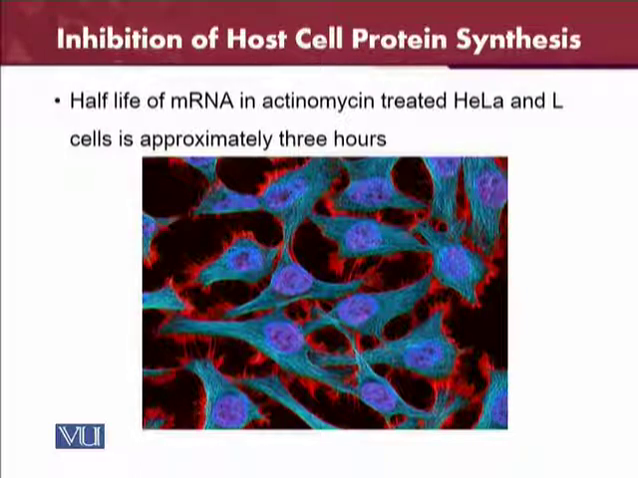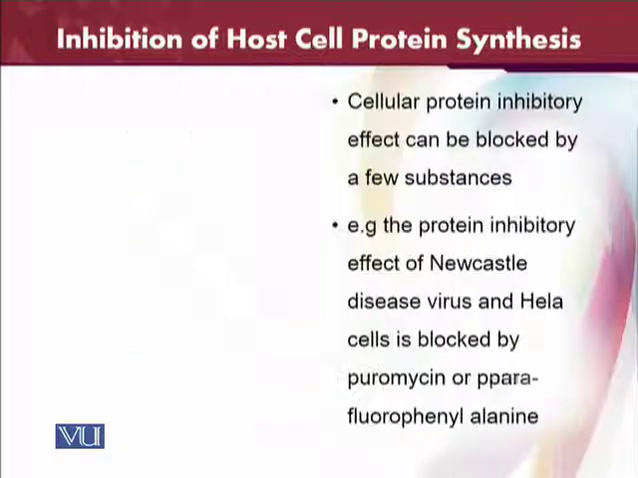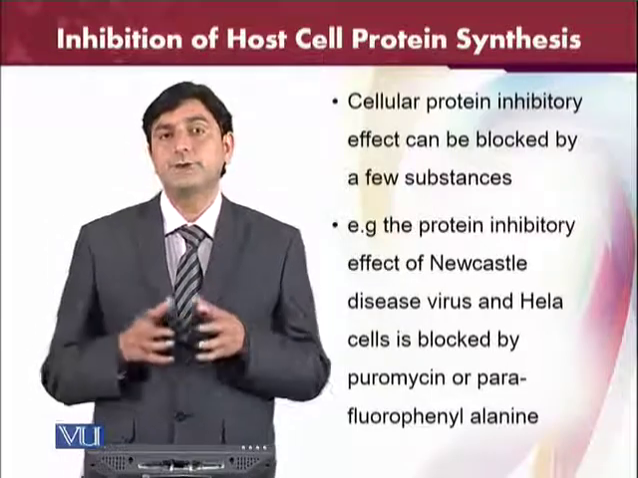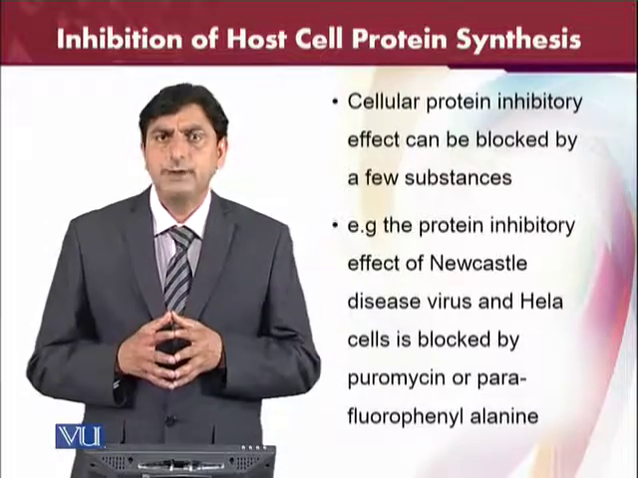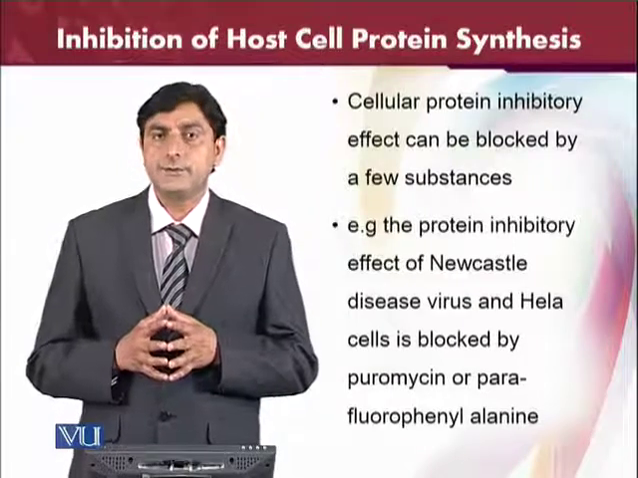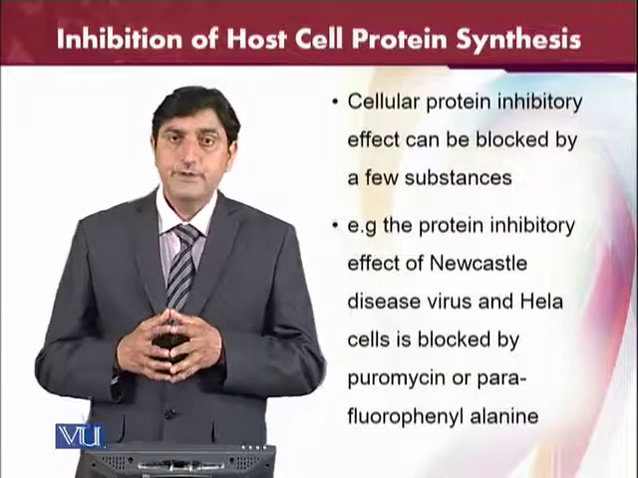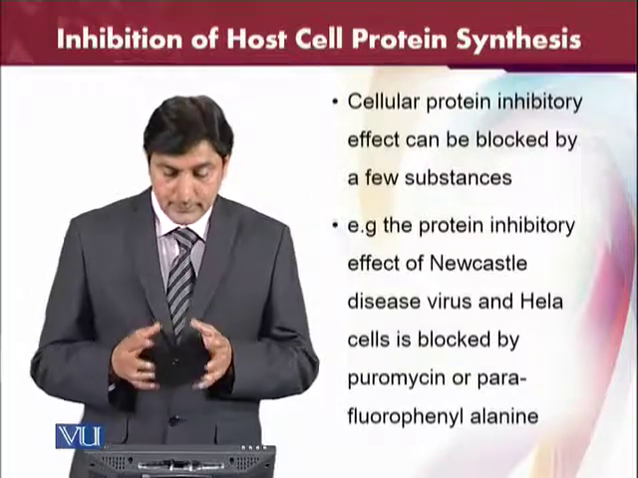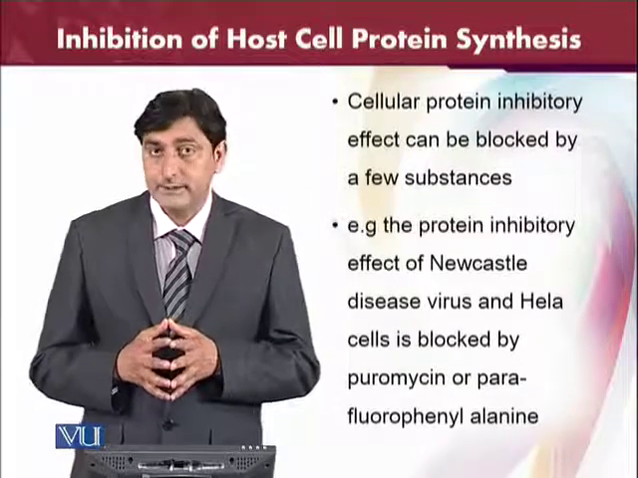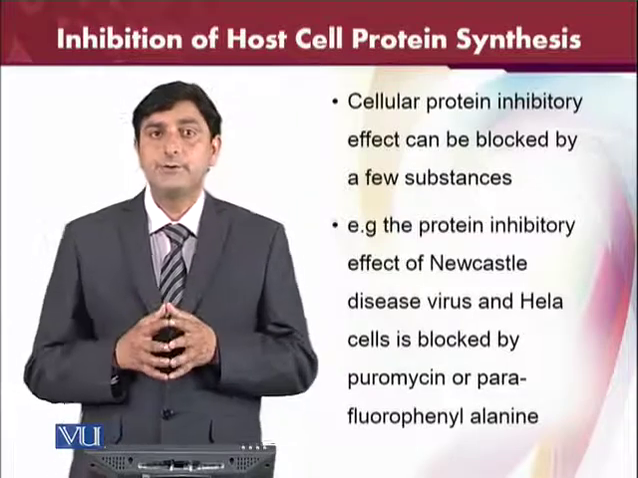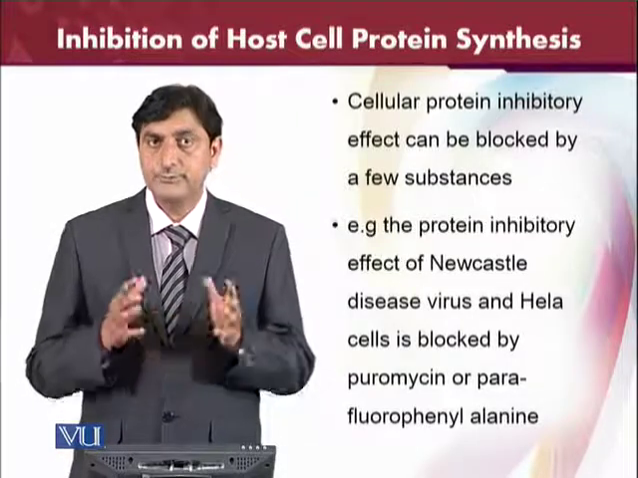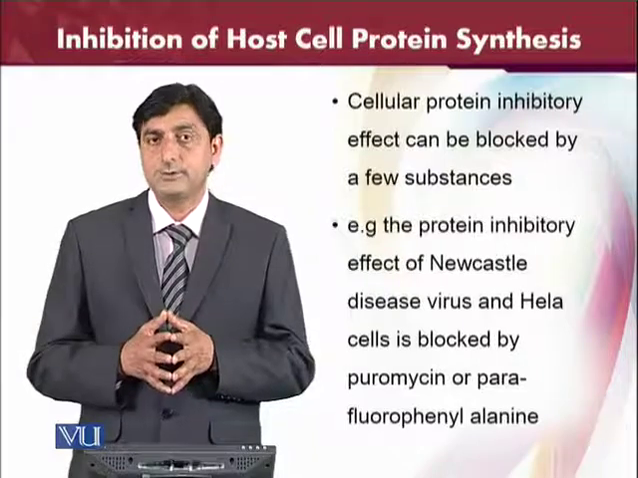The half-life of mRNA in Newcastle disease virus in the HeLa cell lines, which are incapable, and of course the protein synthesis will be decreased. The cellular protein inhibitory effect can be blocked by a few substances, just like puromycin. We can take the example of the Newcastle disease virus and the HeLa cell lines, whose protein synthesis is blocked with puromycin or parafluorophenylalanine. These are two substances which are capable of reducing the synthesis of the proteins, or inhibiting the protein synthesis in the host.